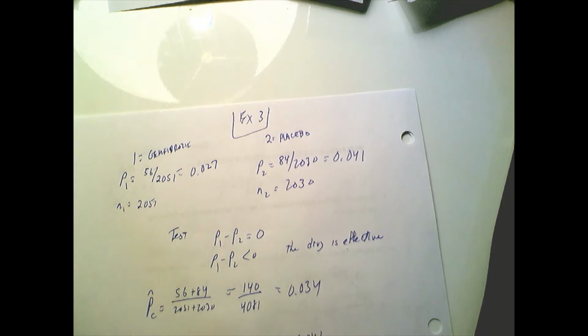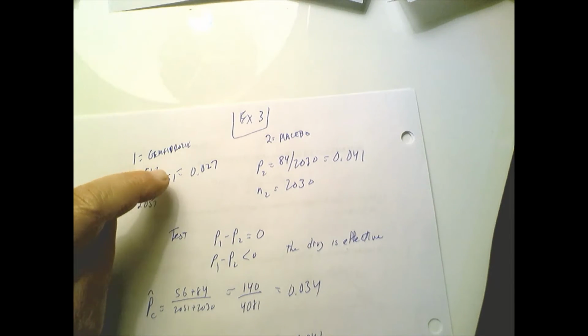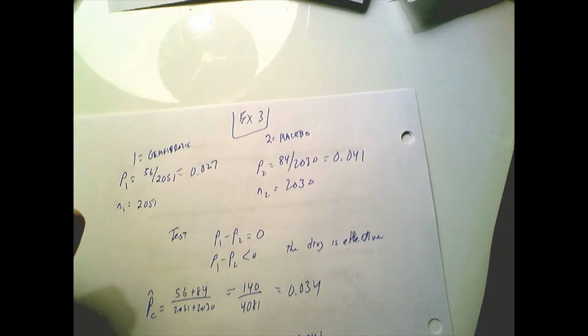All right. Do we meet the large counts condition? Well, we still need to be concerned about that. Yeah, 56, 2051 minus 56, both those numbers bigger than 10. 84, 2030 minus 84, certainly bigger than 10. We're good and golden on that.